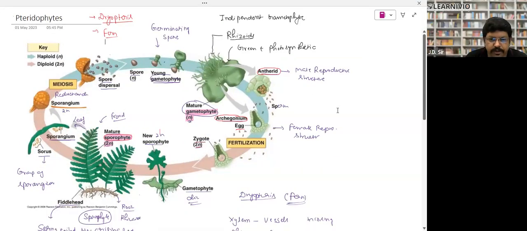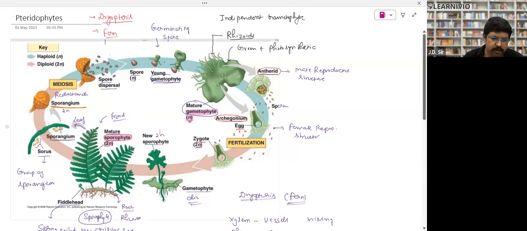Come to pteridophyte. Pteridophytes have two different types of plant in their life cycle. Previously in bryophyte, we had only a single kind of plant, right? The main plant body was the gametophyte, and a sporophyte used to grow on the gametophyte and take nutrition, right?